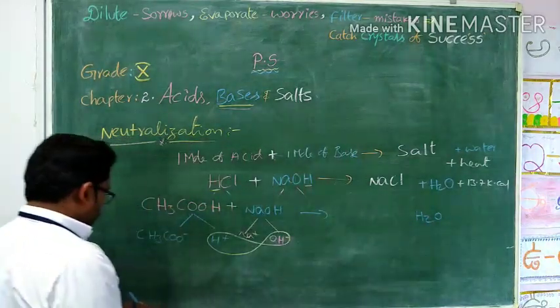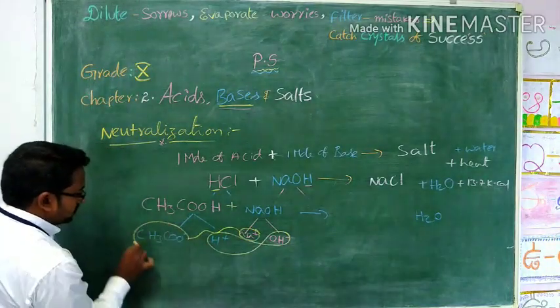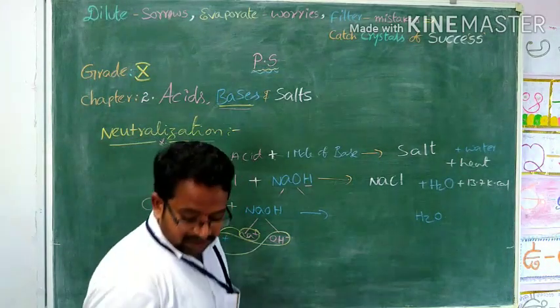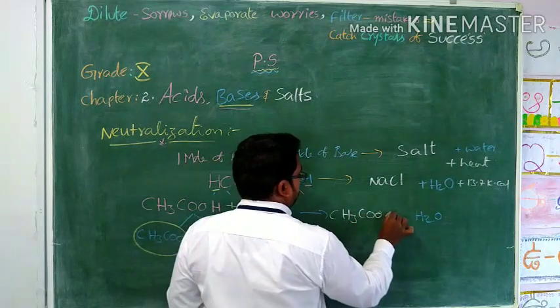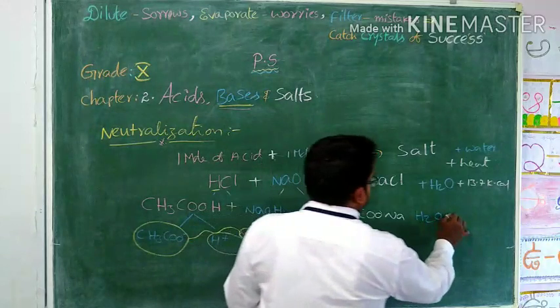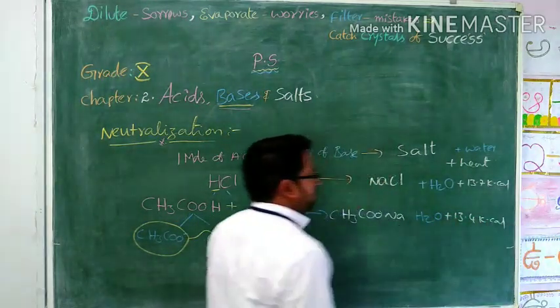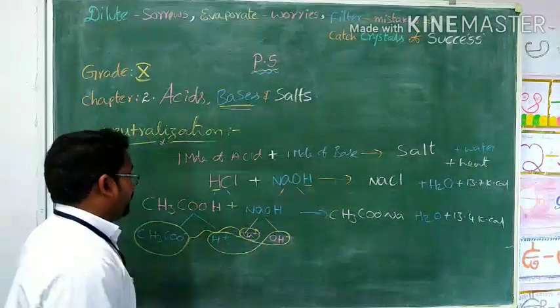Now, what happened? This Na plus will combine with this CH3COO minus. So, what is that? CH3COONa, sodium acetate, is a salt. And besides this, 13.4 kilocalories of energy is released.